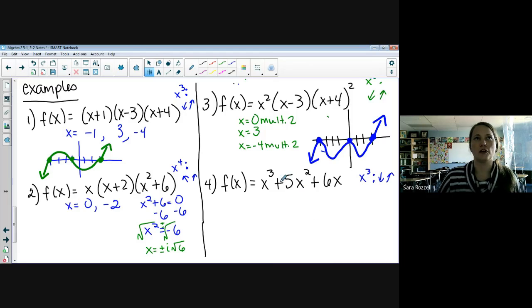Y'all can show me what's in all 3 of those. Give me a hand signal. They all have an x in them. Okay, good. So we're going to pull our x to the front.